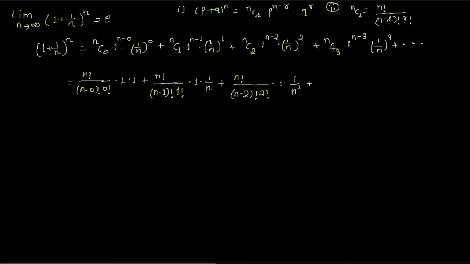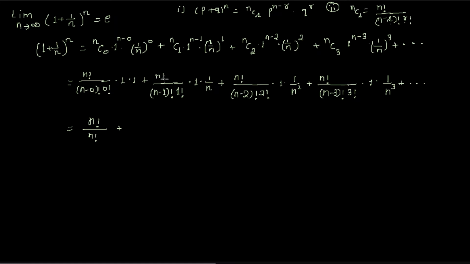Plus for the next term we use the same formula: n factorial over (n minus 3) factorial times 3 factorial, times 1, times 1 over n cubed, and so on. This is equal to n factorial over, in the denominator, (n minus 0) factorial, which is n factorial, and 0 factorial means 1, so n factorial over n factorial, plus.